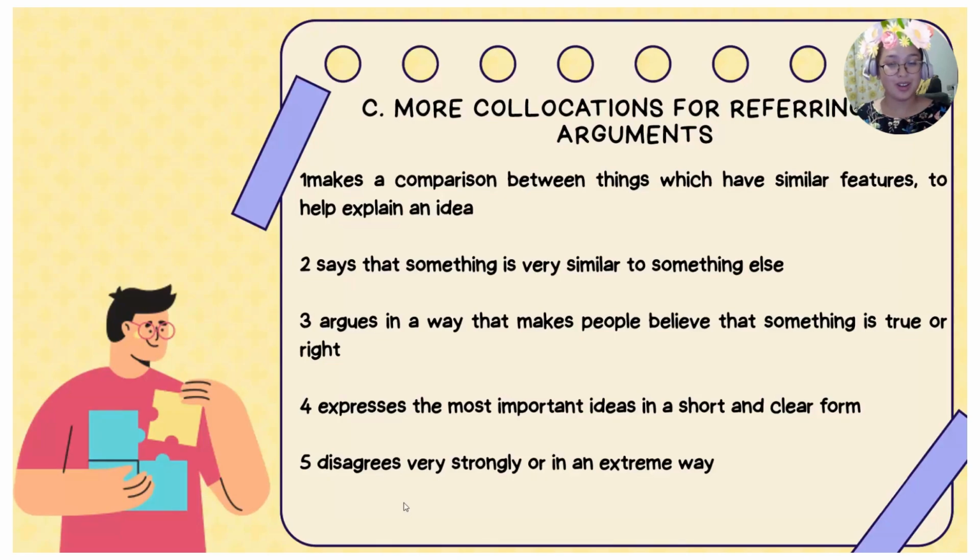Number 3. Argues in a way that makes people believe that something is true or right. Number 4. Expresses the most important ideas in a short and clear form. And number 5, disagrees very strongly in an extreme way.